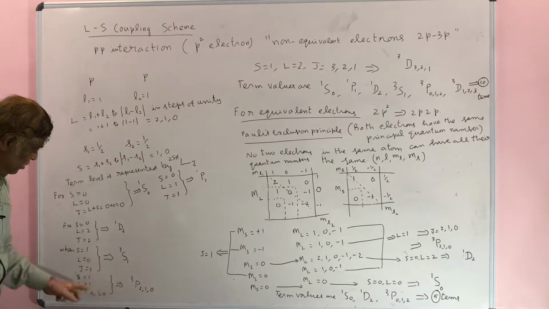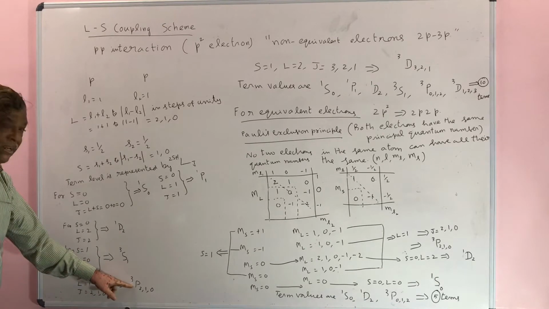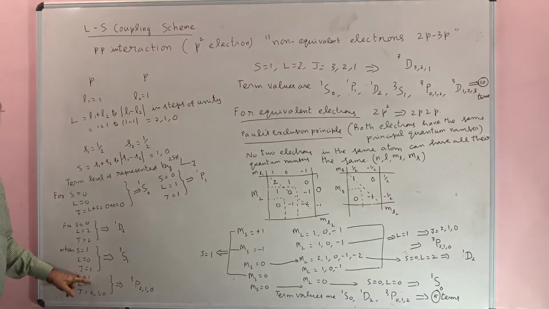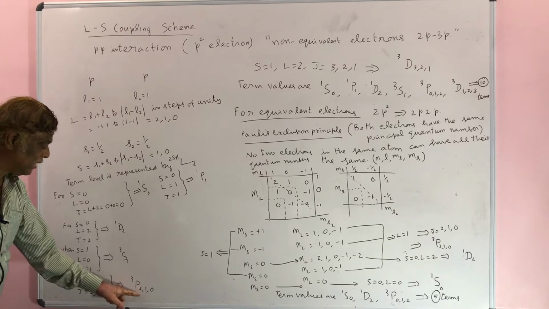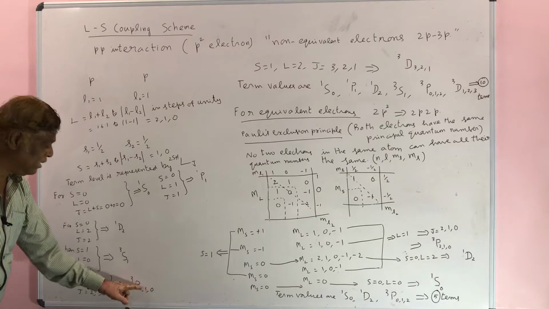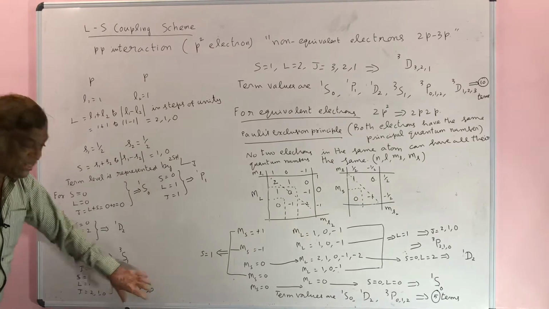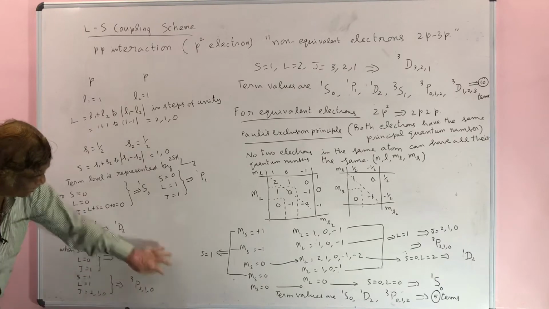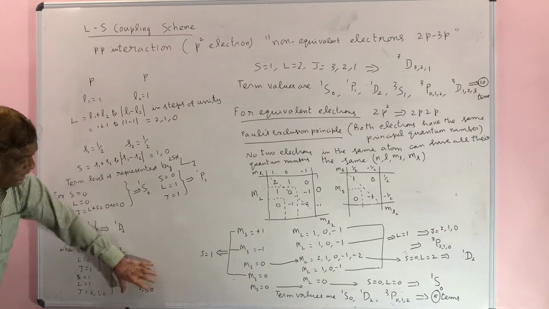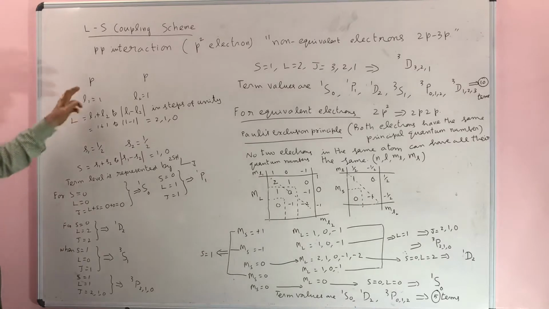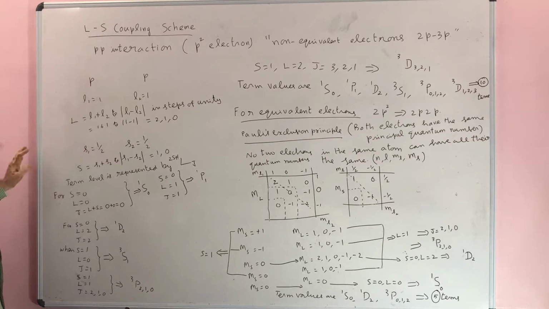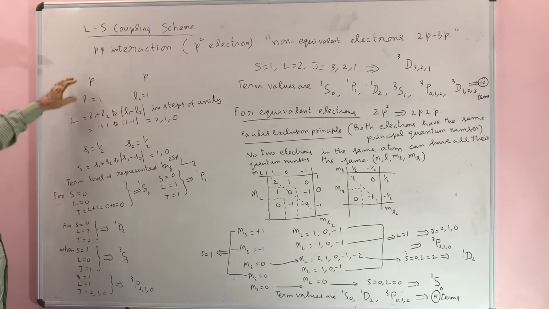Since L is equal to 1, it is a P state. S is equal to 1, so the multiplicity of the level is 3. So 3P2 is one state, 3P1 is another state, and 3P0 is another state. These 3 states are represented like this, corresponding to 3 different states. So these are the different states that arise because of the interaction of 2 electrons in the p state, and here we are considering non-equivalent electrons.